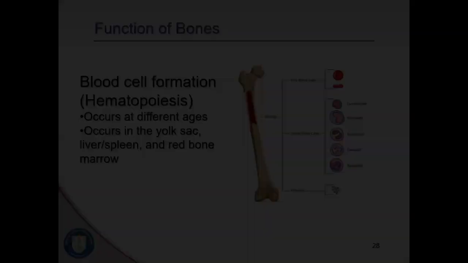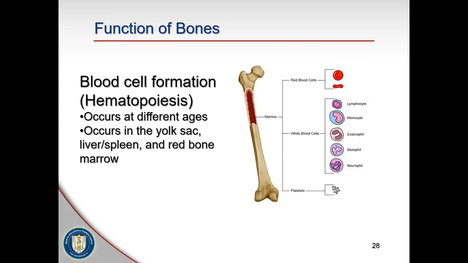Now, blood cell formation can occur within the bone. Some of the places that you normally find those blood cells will be within the marrow area, where you find monocytes, white blood cells, or lymphocytes. Basophils, neutrophils, and eosinophils are all white blood cells that have specific functions in protecting the body against infection. You see some platelets in there.